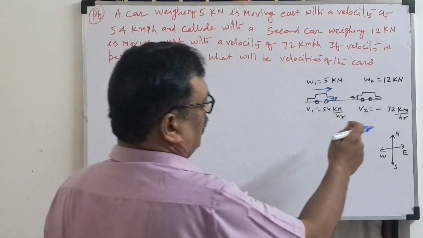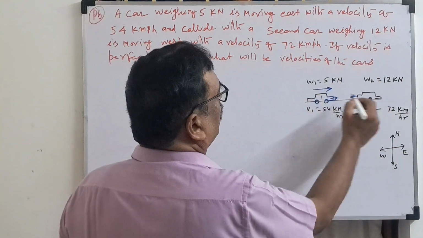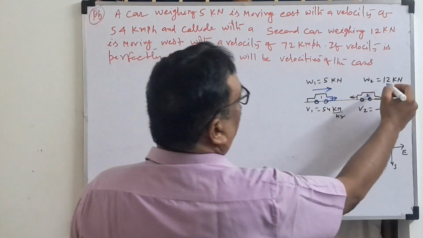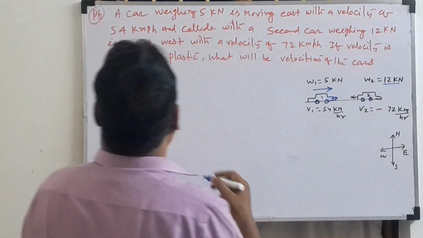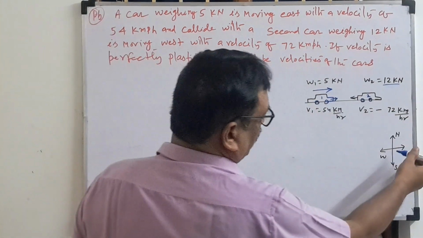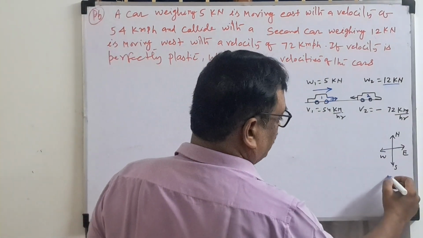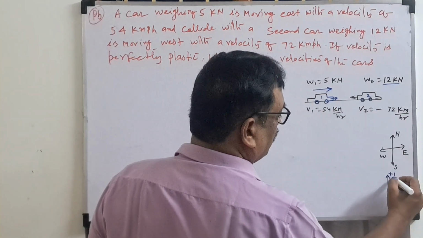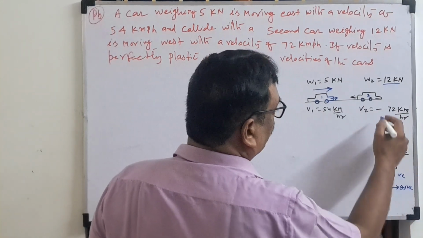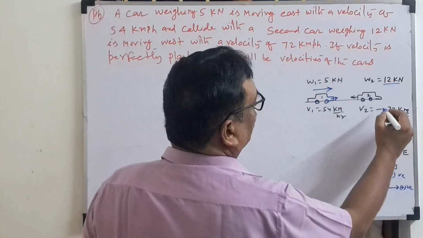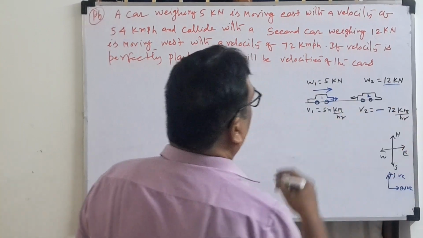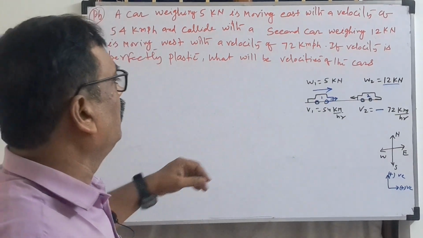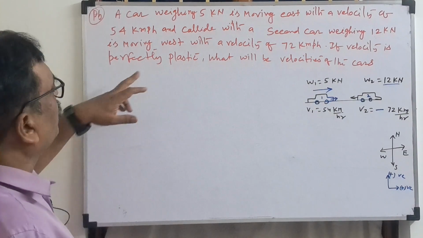It collides with a second car. This is car 1, this is car 2. What is the weight of the second car? 12 kilonewton, moving in the west direction. We are assuming this direction is positive. Since it is going west, its velocity will be negative. You have to be careful about the directions of the two cars which are going to collide.